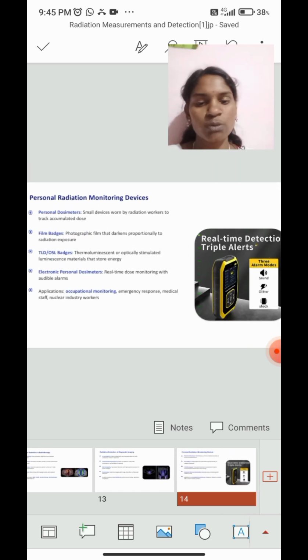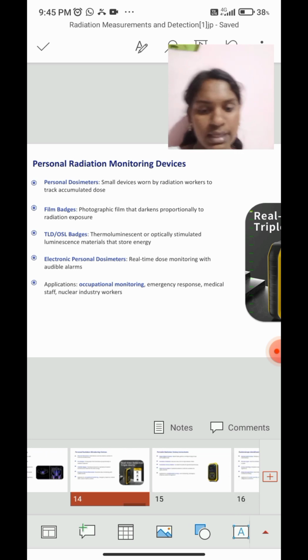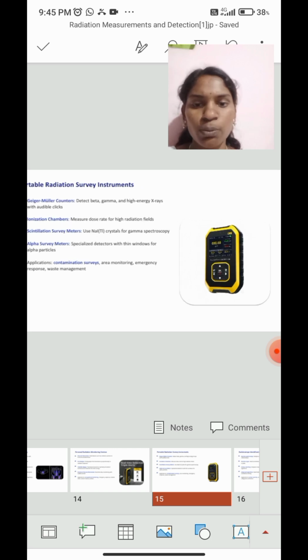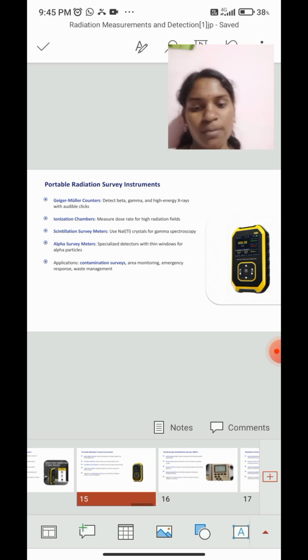Personal radiation monitoring devices include personal dosimeters, film badges, TLD or OSL badges, and electronic personal dosimeters. They are mainly used for occupational monitoring and emergency response, for medical staff and nuclear industry workers. Then portable radiation survey instruments: Geiger-Muller counters, ionization chambers, scintillation survey meters, and alpha survey meters. Applications are contamination surveys.